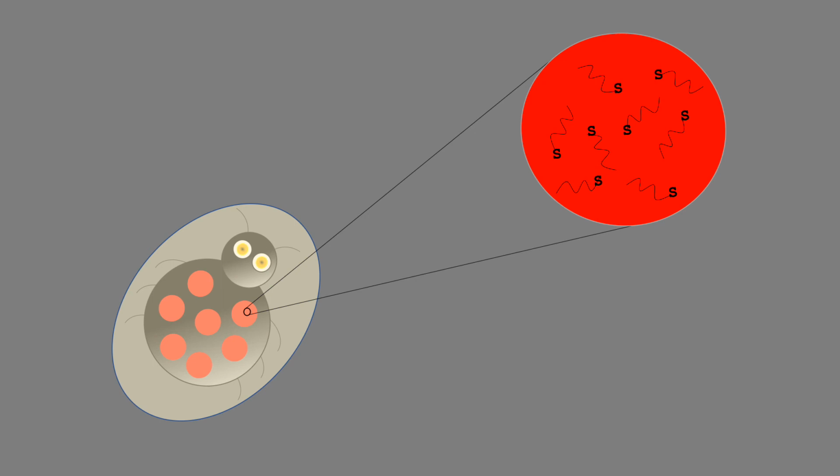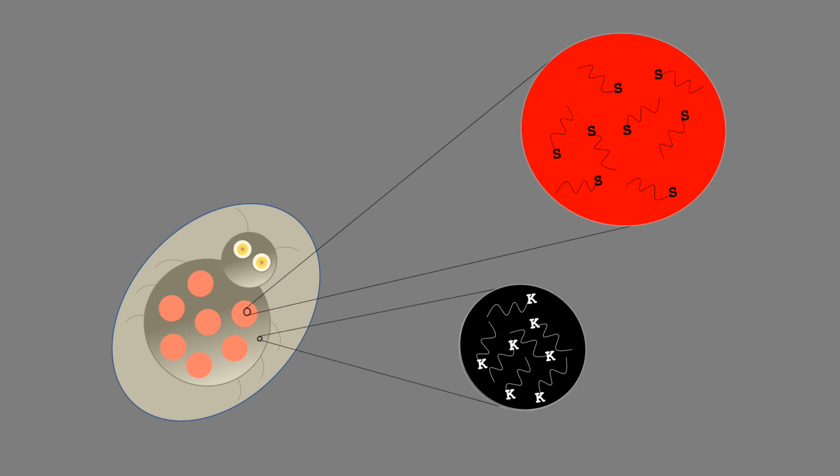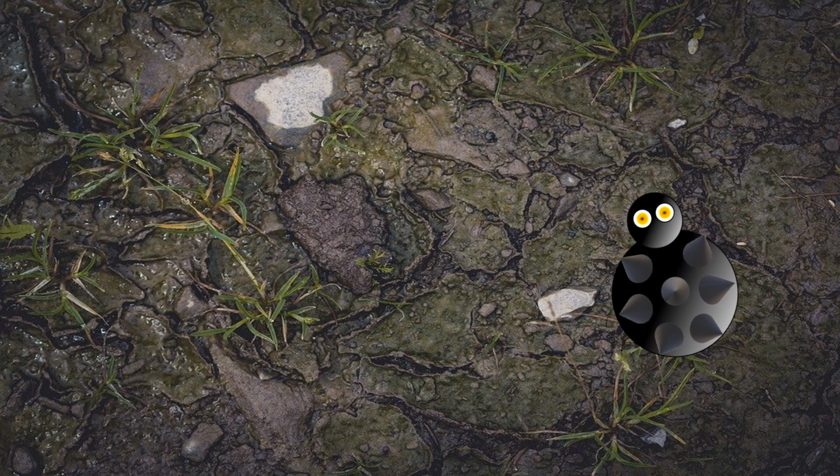The regions of the embryo not in red have this. These are strands of mRNA for the K gene, which would ensure that no spikes are produced. And so when this beetle hatches, we get a beautiful spiny beetle.